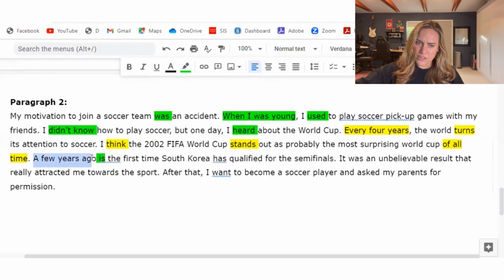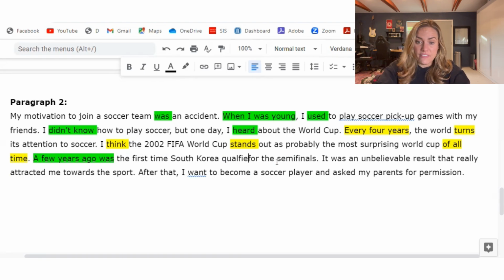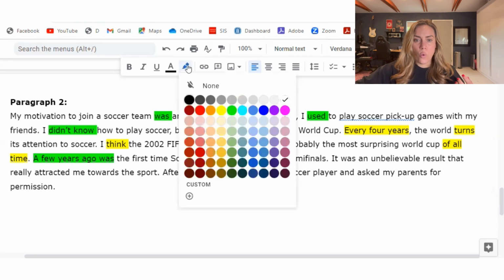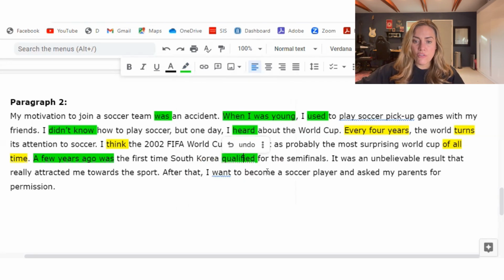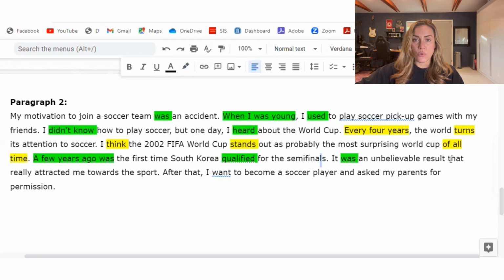A few years ago is, well, we have a few years ago, and that's past. So the verb should be past. A few years ago was the first time South Korea qualified. It should be qualified, past, qualified for the semifinals. It was, good, past, an unbelievable result that really attracted me toward the sport.